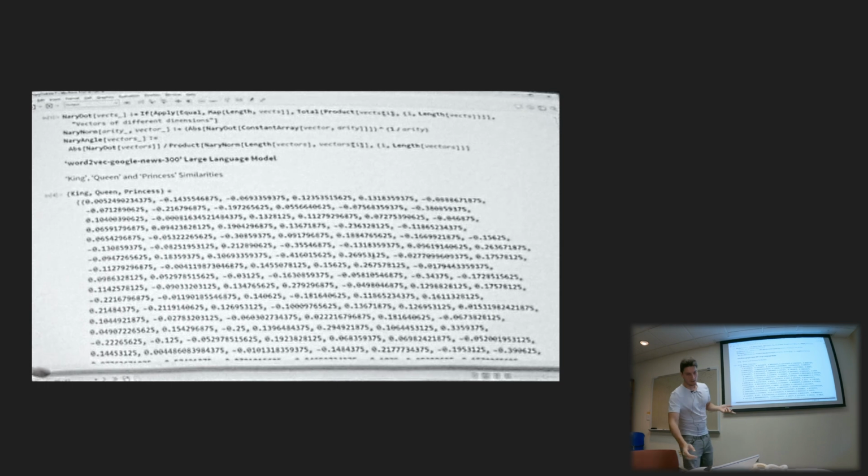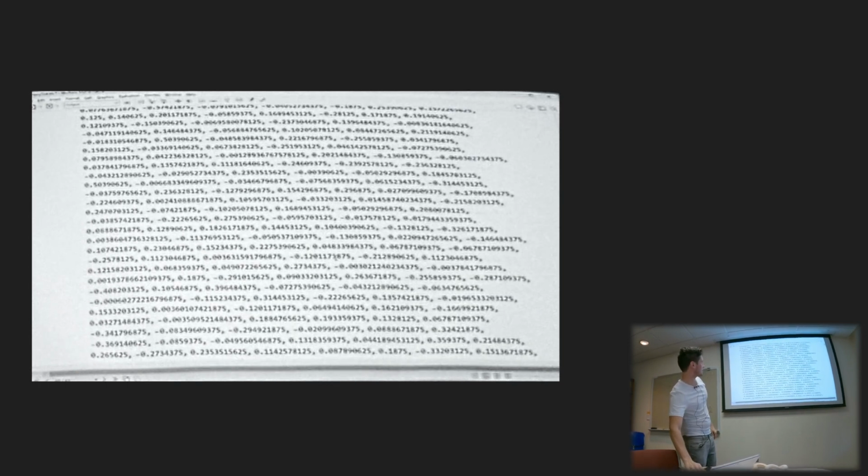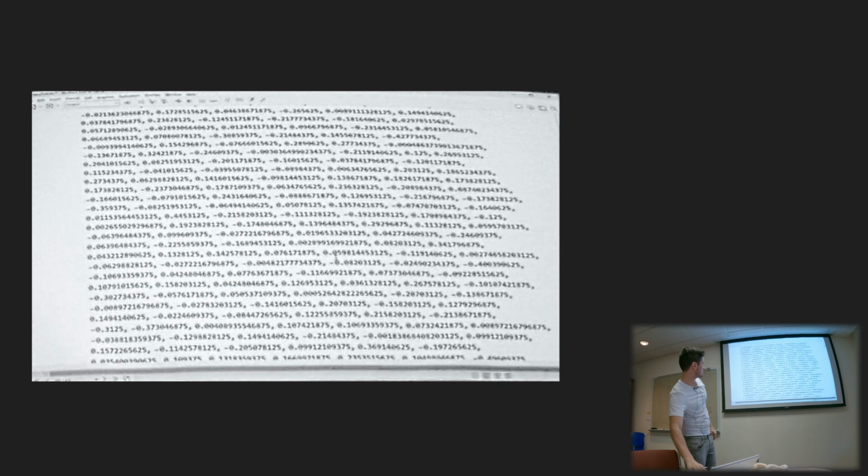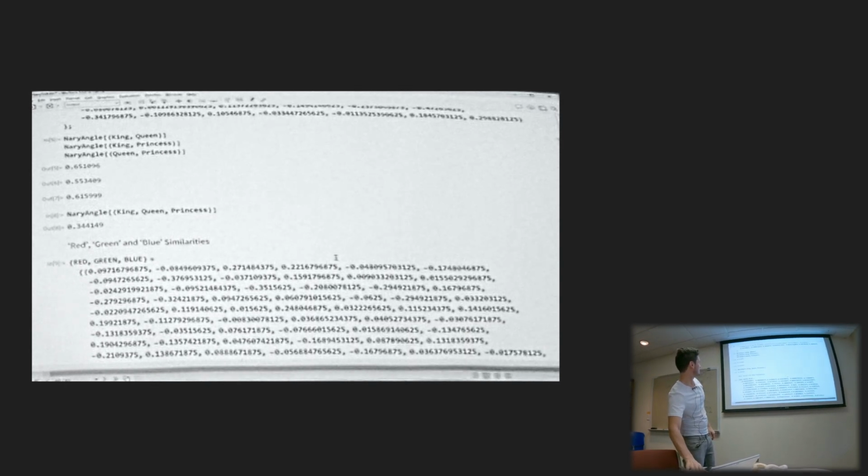So we feed in the 3 words, and it spits out the long vector. And so this is the result. Well, sorry, let me hide them. So these are the results. These are the binary angles, the pairs, 3 values, and this is the ternary angle. So there's an interesting pattern there.